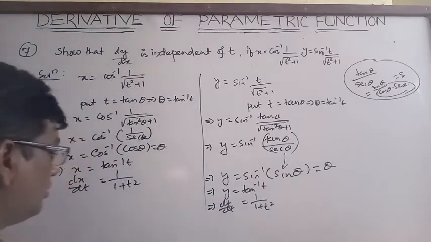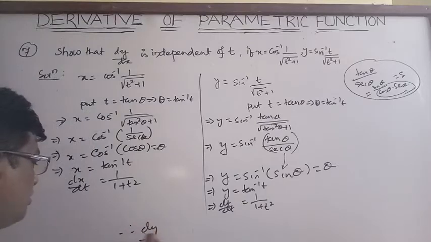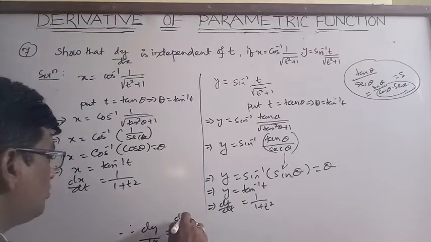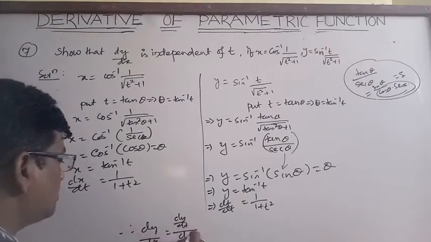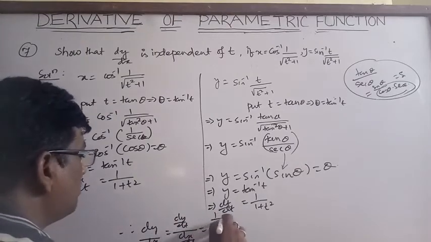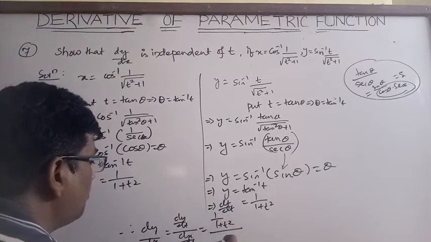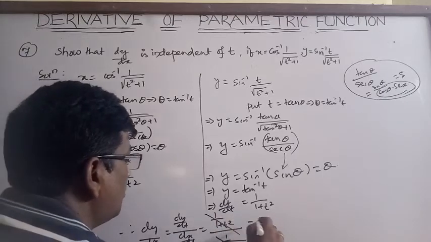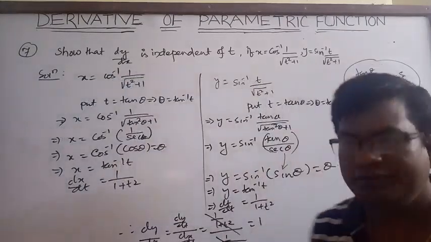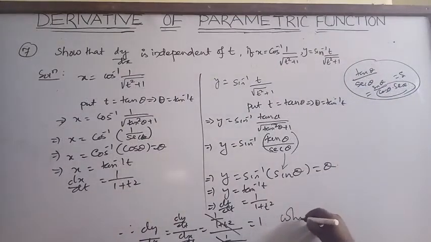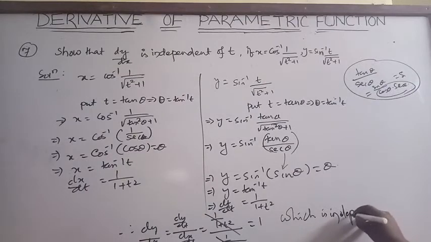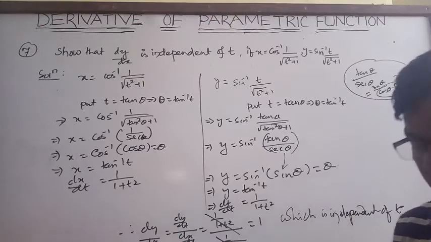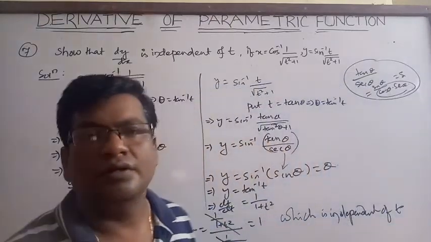Now therefore dy by dx is equal to dy by dt divided by dx by dt. So 1 by 1 plus t square divided by 1 by 1 plus t square. So this cancels and this is equal to 1, which is independent of t. So this is proved. Now another question.